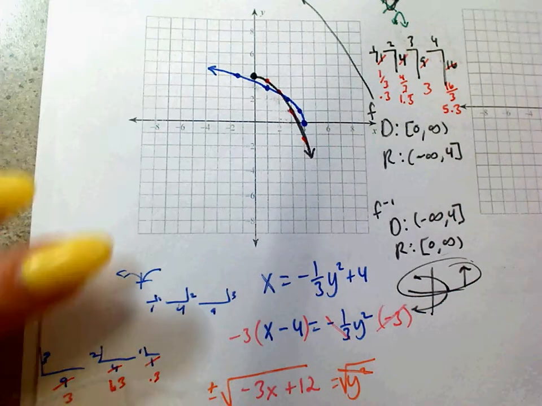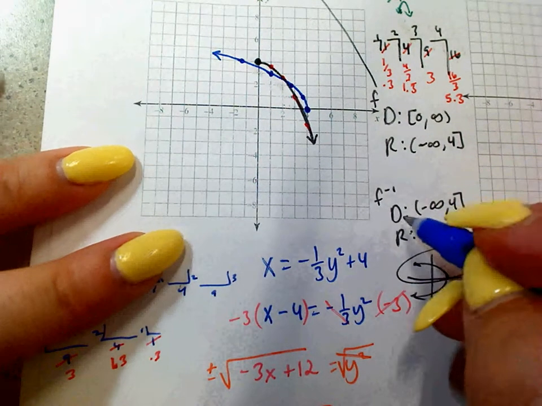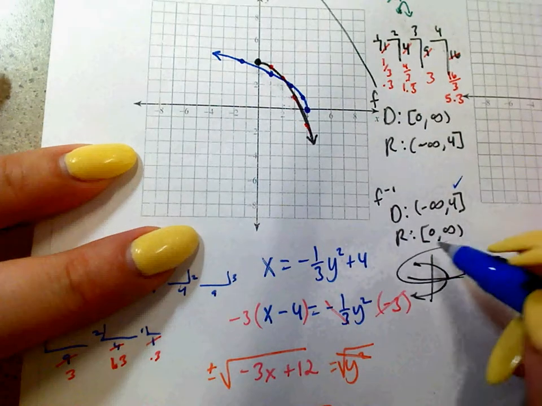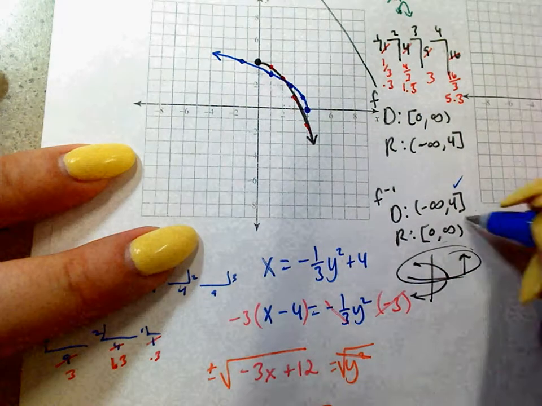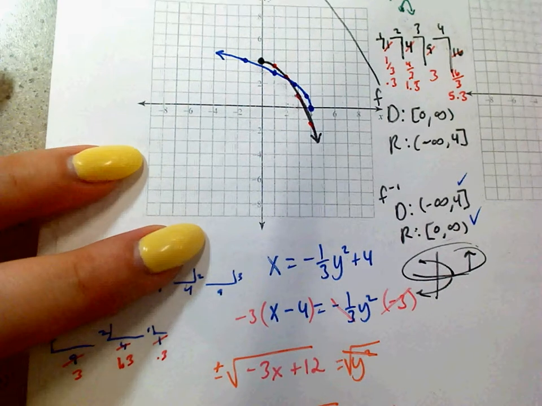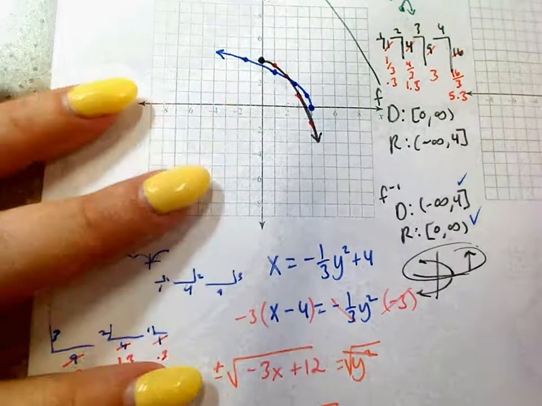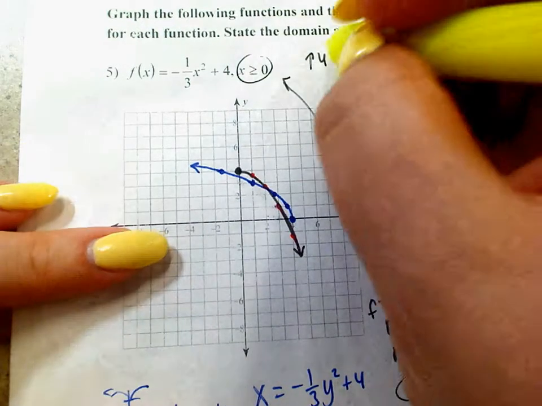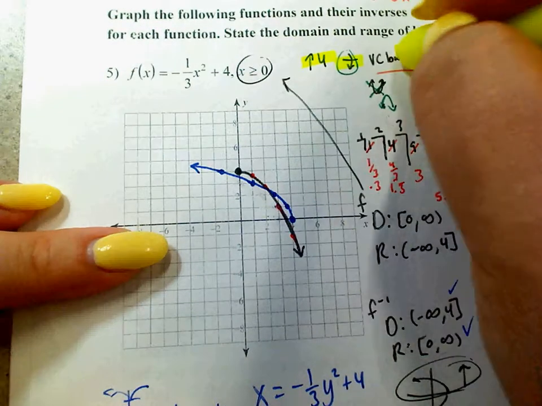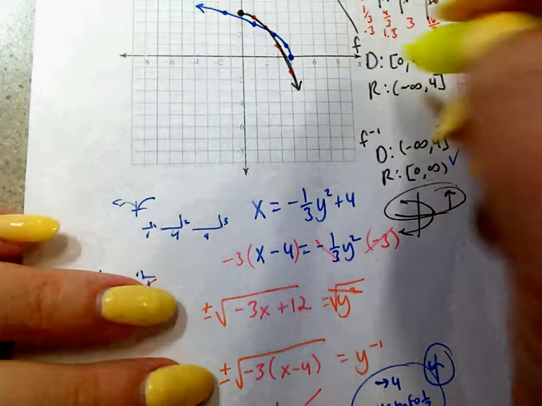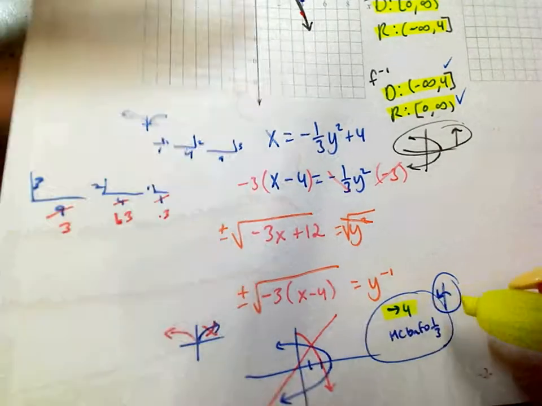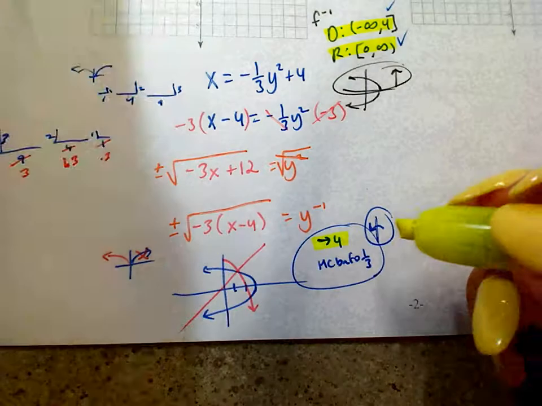Is my domain negative infinity to 4? So negative infinity up to 4. Good. And my range is from 0 to infinity. Good. Okay. So as far as my answers go, I've got to state the transformation: up 4, flip over the x, and vertical compression. Domain and range. Right 4, horizontal compression by 1/3, and flip over the y.